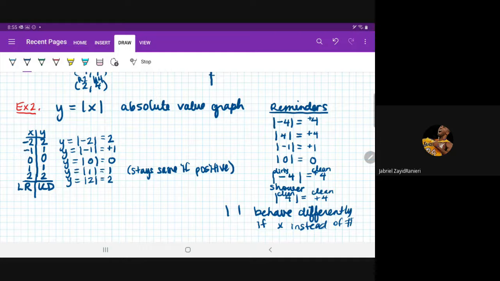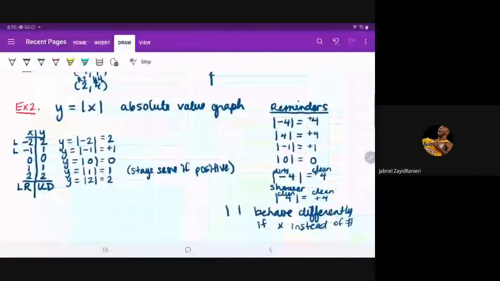Let's just put it next to it. So negative means L. Negative means L. 0 means don't do anything. So I probably go right 0.